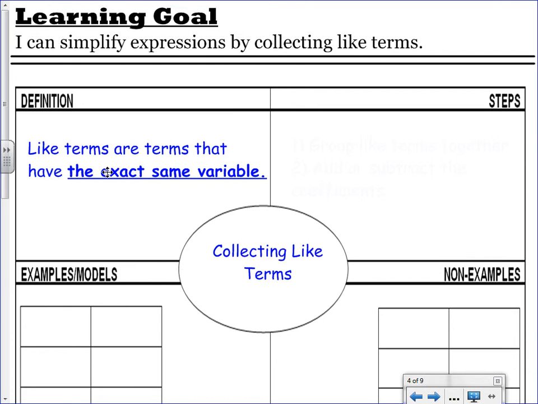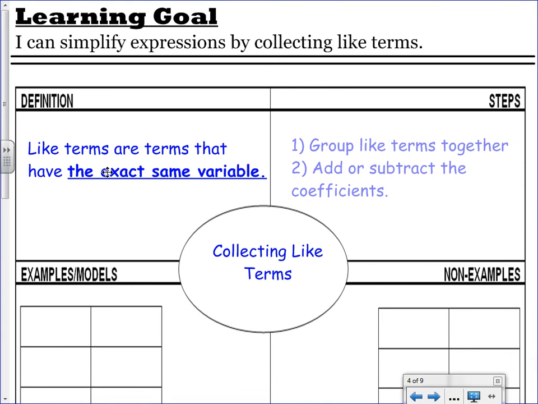It's amazing. Okay, like terms are terms that have the exact same variable. And now that we know what variables are, they're the letters, life is easy. I always teach my grade 9s the steps to collecting like terms are two. One, you group like terms together. Two, all you do is add or subtract the coefficients. Ooh, that's a lot of math language there for you. Absorb it.